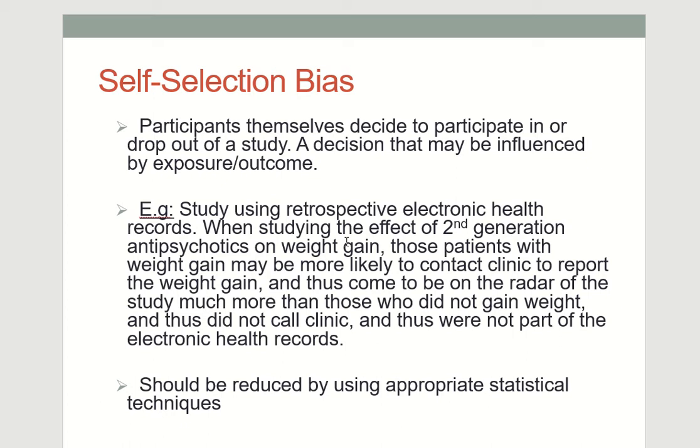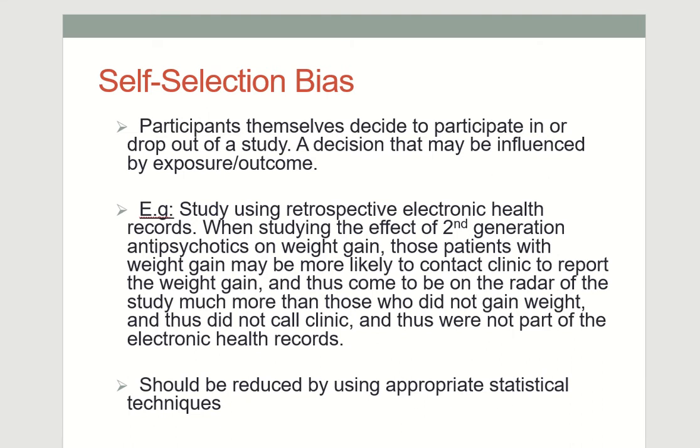So all we're saying is that if your study is based on a secondary database of electronic health records, who ends up being more on these electronic health records? Those who have the outcome more so than those who do not have the outcome. So there is some sort of self-selection. They don't necessarily have to know that they're selecting themselves to be part of the study, but there is a behavior in them that puts them either in a secondary database or in a primary database for analysis. Okay, so this should be reduced by using appropriate statistical techniques.